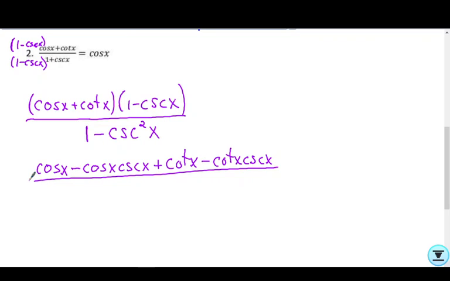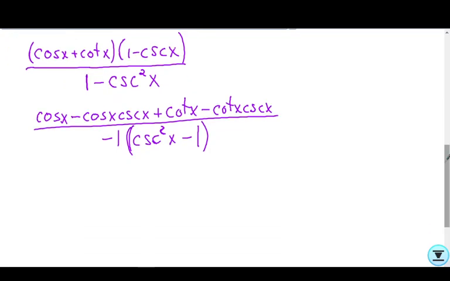So that means what I can do is factor out a negative 1, and that makes my cosecant squared positive and my 1 negative, so that it fits my Pythagorean identity. Which means that this is now negative cotangent squared. Okay, so that's one way of doing the bottom.